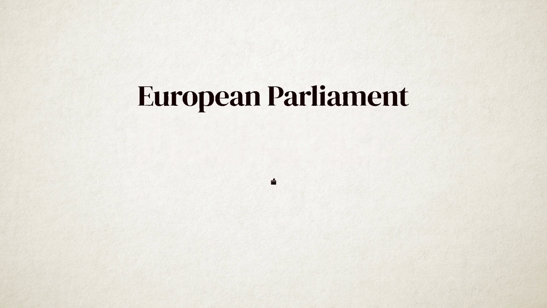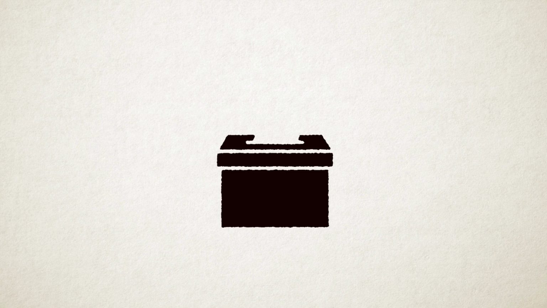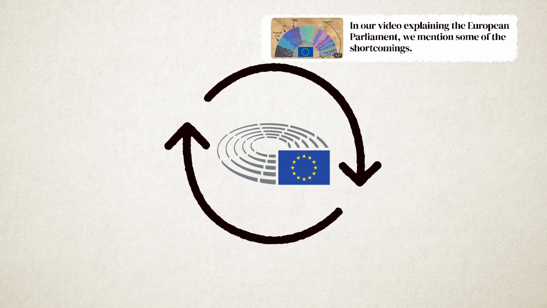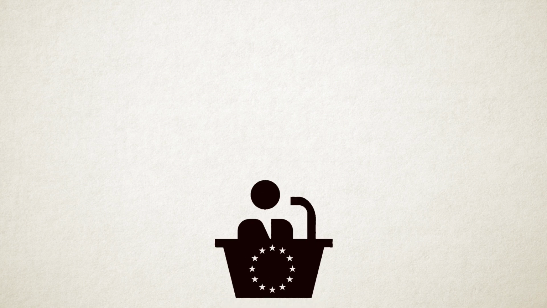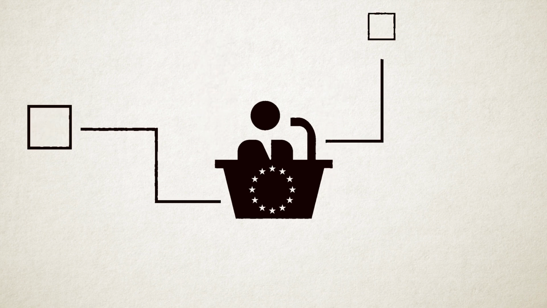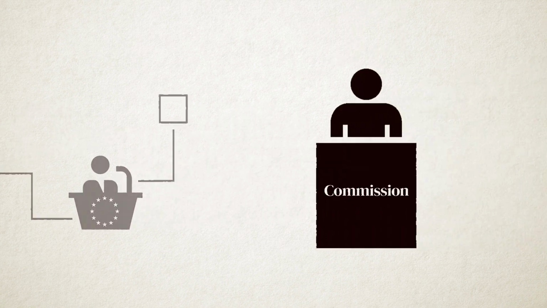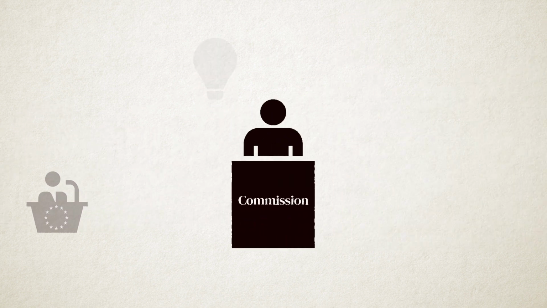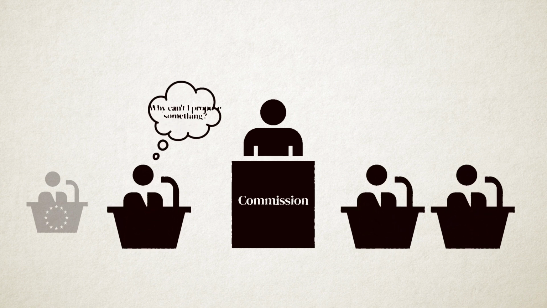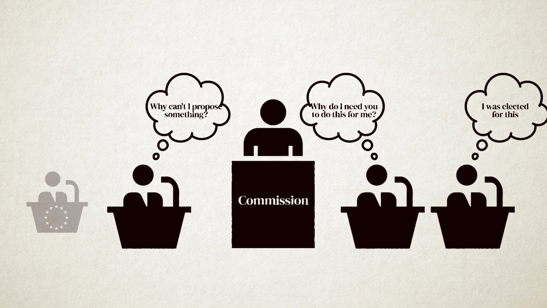Number 3. European Parliament. Now that we have fixed how we choose our European parliamentarians, the next step is to improve the parliament itself. Here we need both institutional and cultural changes. The most important institutional change needed is to give the European Parliament the right of initiative, the ability to propose new laws themselves. Currently, the Commission has a monopoly on proposing bills. In other words, our elected representatives can't propose laws, but need to wait for unelected officials to do so.